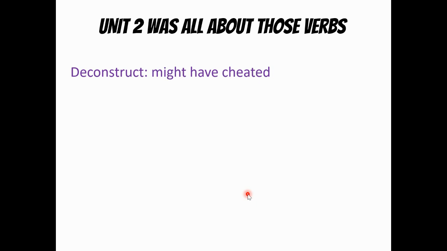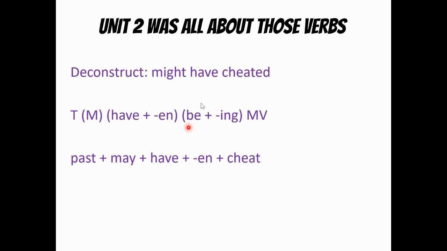Might have cheated. All right, so once again, there's my verb string. Might is the past of may, so that's the starting point. So this is the past of may, have an en, and then cheat. Always your verb and your may in its base form, and that gives me might have cheated.